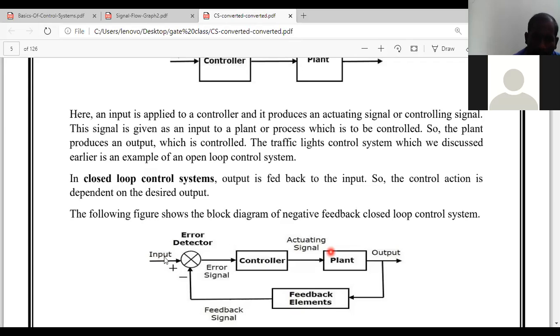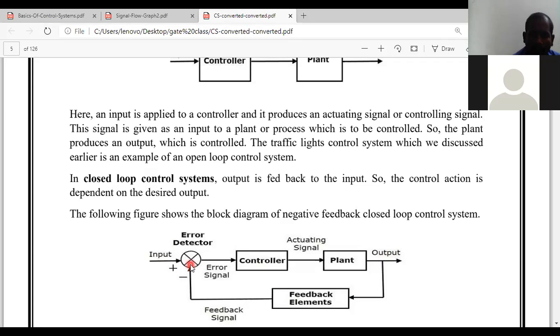The input will be there, then the error detector or comparator, and the controller. The controller will generate the actuating signal. The difference of these two signals is the error signal. Based on the error signal, the controller will increase or decrease the gain of the system, and then it is applied to the plant so that the plant generates the desired response. Then we need to check whether the plant is getting the desired response or not. For that, a part of the output is fed back as a feedback element for the correction.